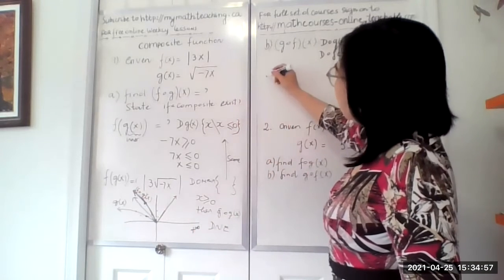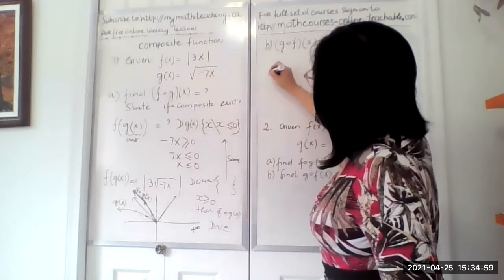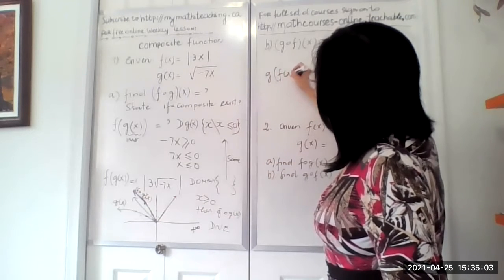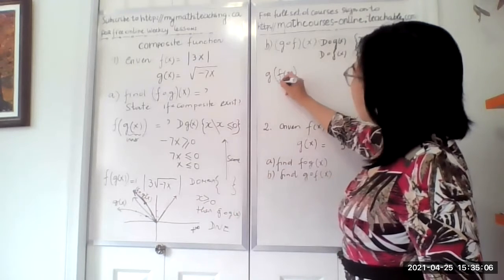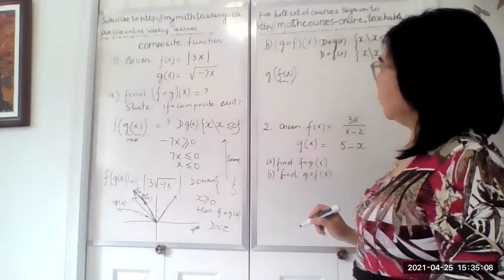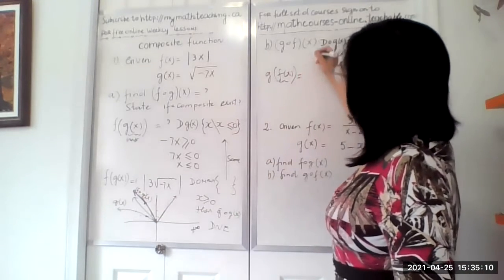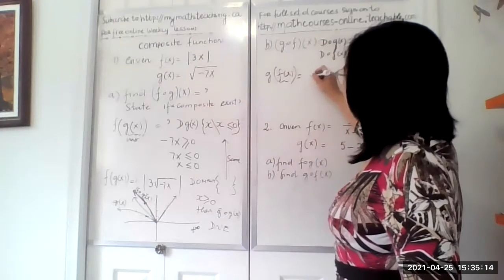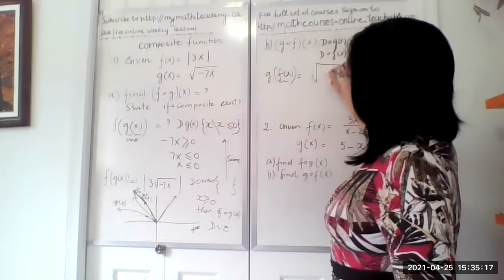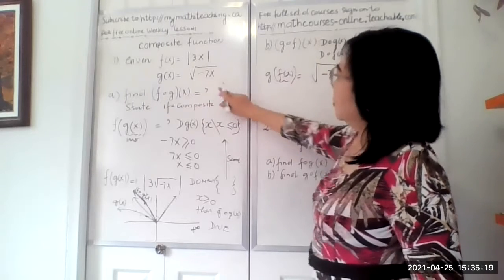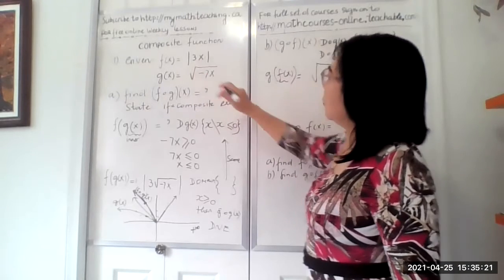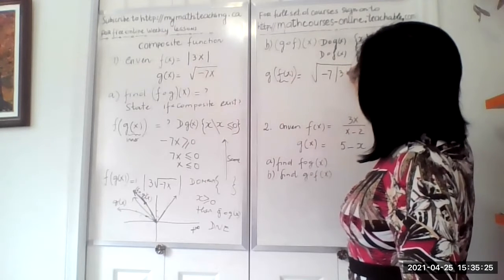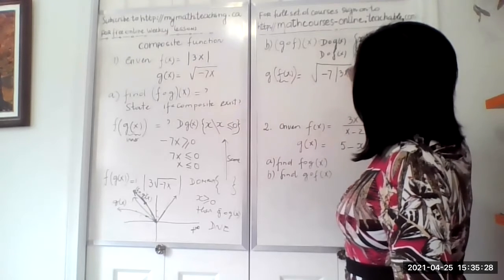So now let's find the composite function g of f of x first. This time f of x will be the inner function and g will be the outer function. So the g expression will be minus 7, but the x is now substituted by the absolute value of 3x.